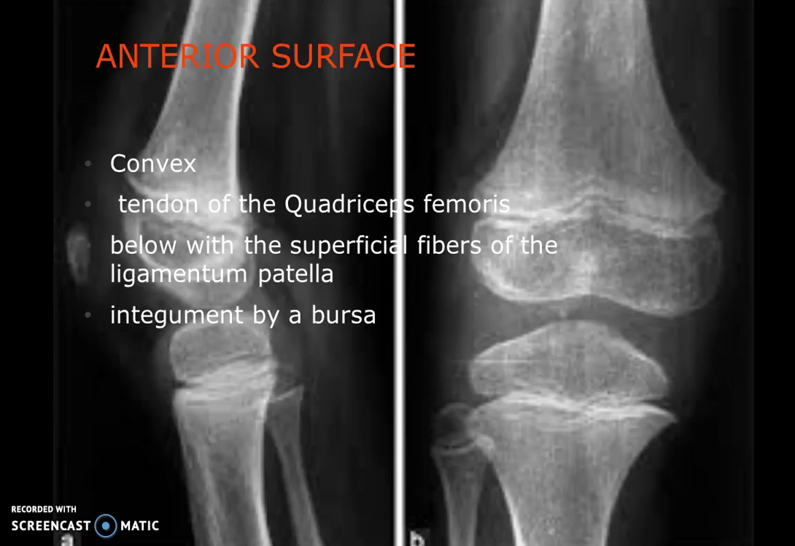The anterior surface is convex and is connected by the tendon of the quadriceps femoris, which is continuous below with the superficial fibers of the patellar ligament. It is separated from the integument by a bursa.